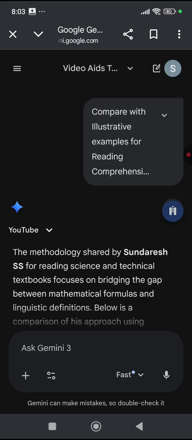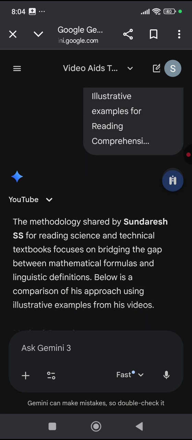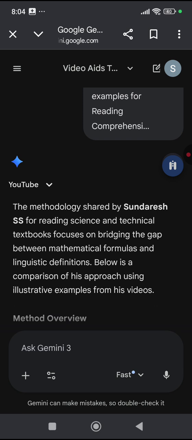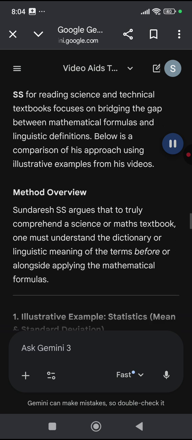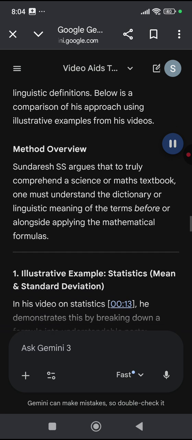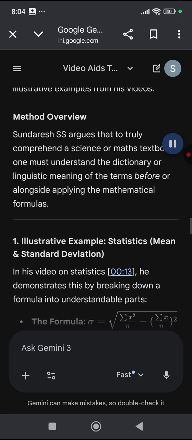The methodology shared by Sundesh SS for reading science and technical textbooks focuses on bridging the gap between mathematical formulas and linguistic definitions. Below is a comparison of his approach using illustrative examples from his videos. Method overview: Sundesh SS argues that to truly comprehend a science or maths textbook, one must understand the dictionary or linguistic meaning of the terms before or alongside applying the mathematical formulas.